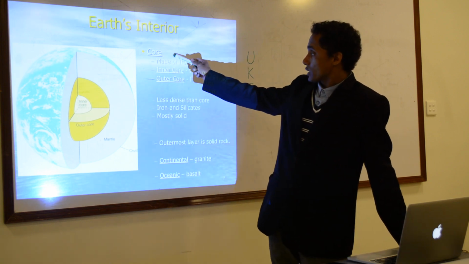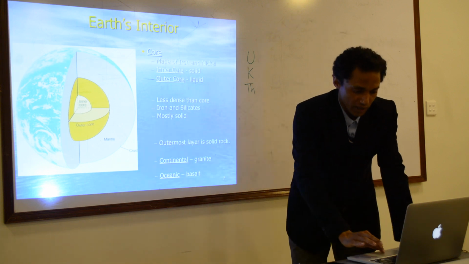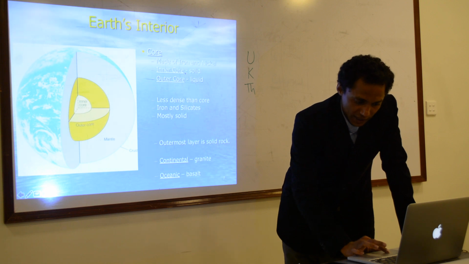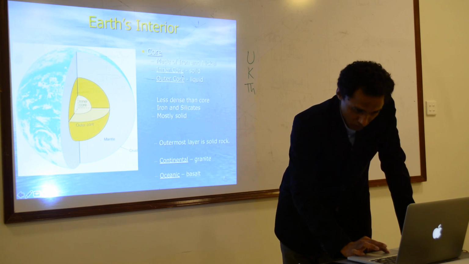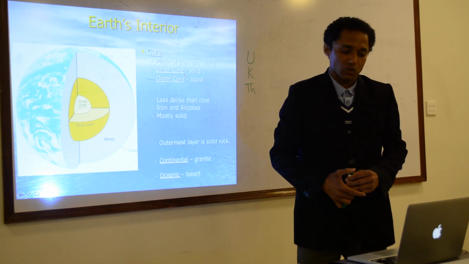So the core is composed of two major parts. The core is very dense and composed mostly of iron and nickel. The inner core is solid. This is because there is so much pressure exerted that it can only exist in solid form.